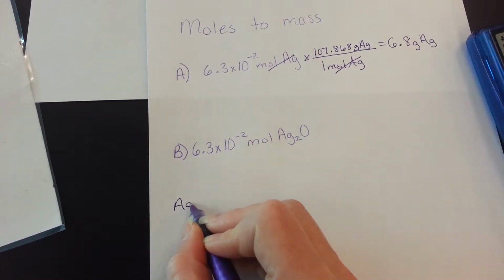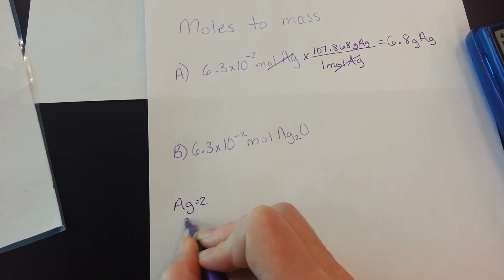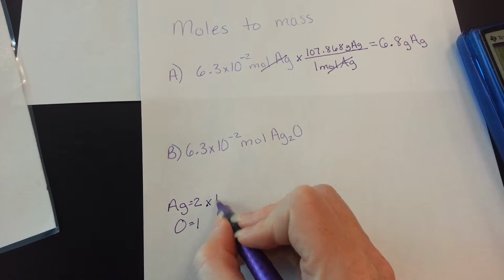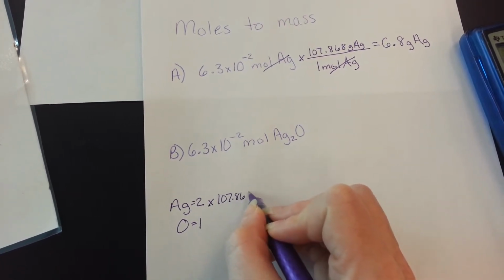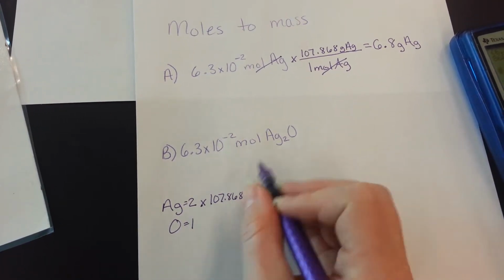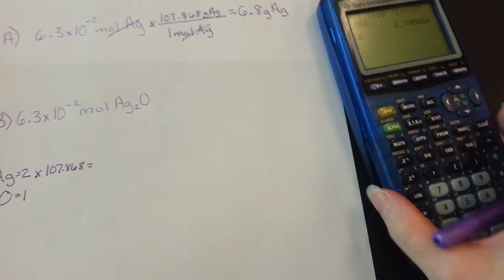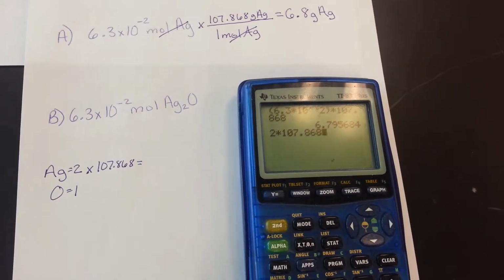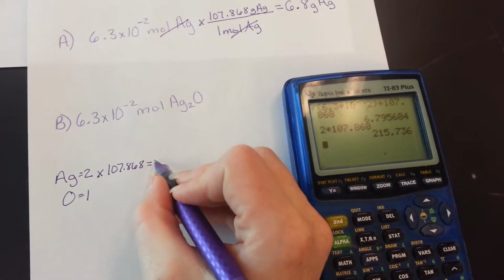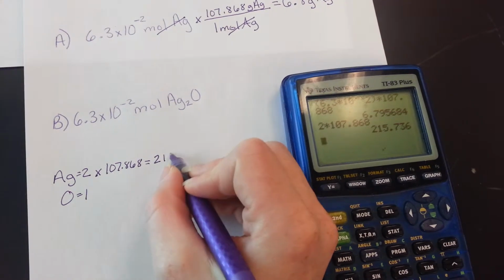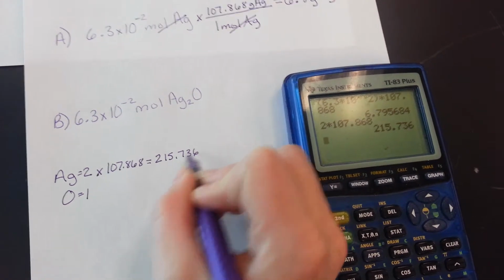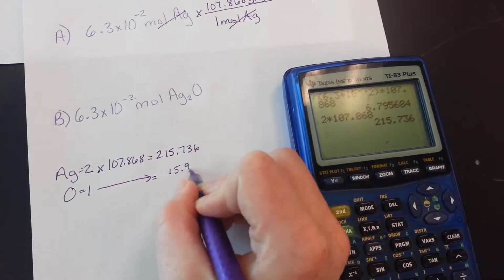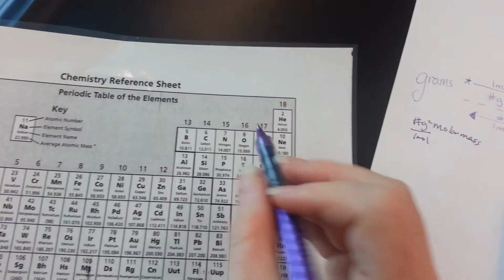So I know that there's 2 silver in there, and there's 1 O. And I already know from the first question that silver has a molar mass of 107.868. So since there are 2 silvers in one of these, I have to do 2 times 107.868 to get the mass of the silver portion of the compound. And then I know there's only 1 oxygen, and the molar mass of oxygen is 15.999. That did come off of the cheater chart.